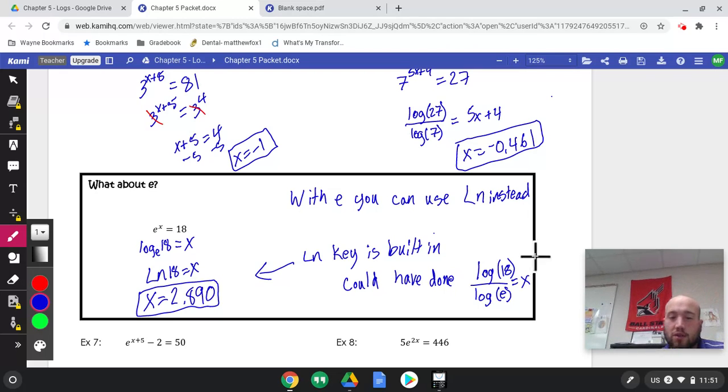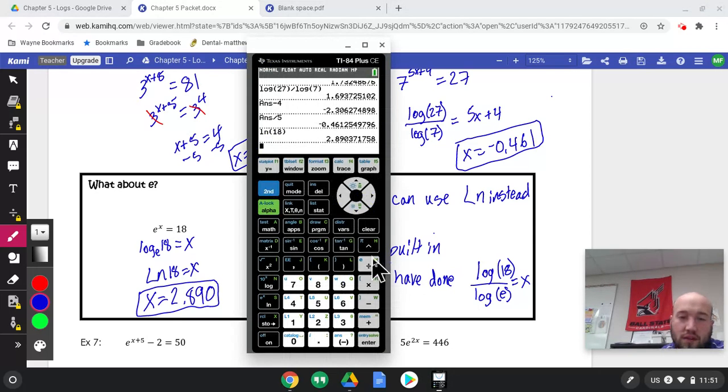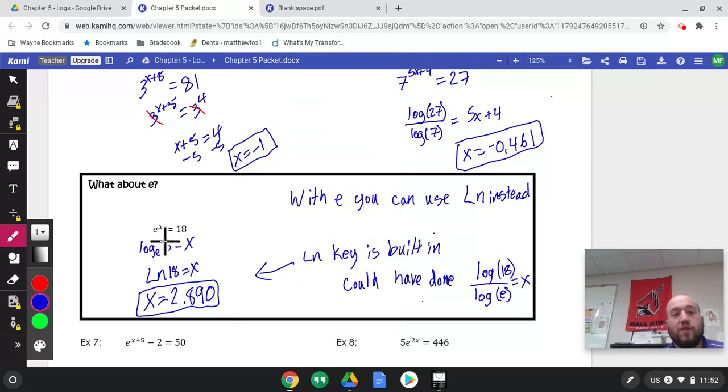Let me real quick show you. If I did it this way, I would have to do log of 18 divided by log. I need to hit second ln to get that e. Do you see when I do that? I get 2.890. I get the same answer. The easier method, instead of doing that, is let's just do ln of 18, and we get that answer. Now we can only do that if it's e that's the base of our exponential.